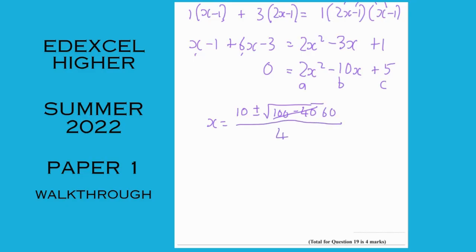All over 2a. So this root 60, let's have a little look at it. It's got a square number that goes into it. In other words, it's 2 root 15.